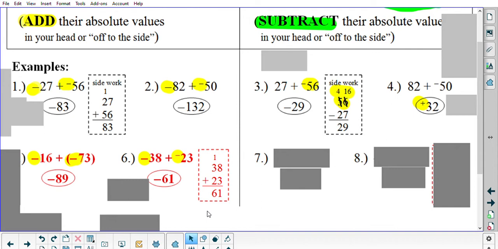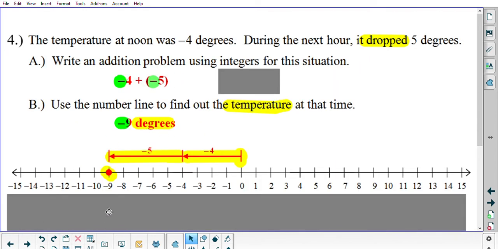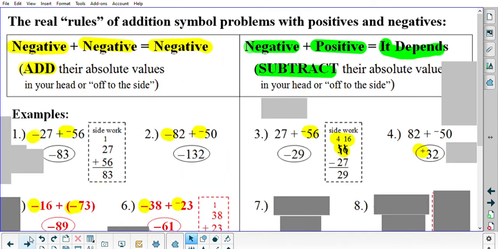Two negatives will make a positive when we get to multiplication and division. But don't worry about that for now. We're not doing multiplication and division today. We're doing addition. So bottom line, just like we saw on these number line problems, a negative plus a negative will put you further into the negatives.